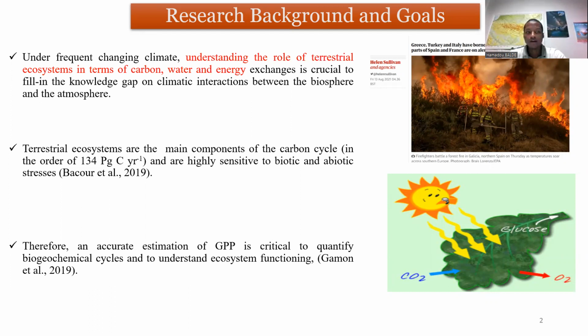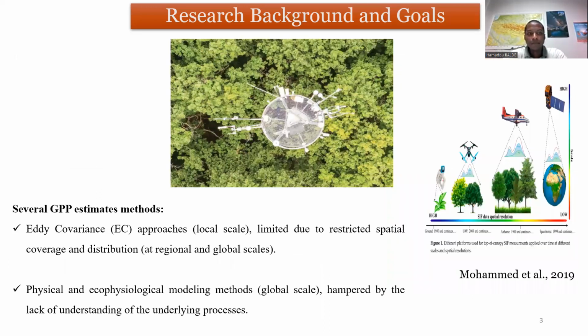Therefore, an accurate estimation of GPP, which is the amount of carbon taken up by vegetation for photosynthesis for a given area and time, is important to quantify the biogeochemical cycles and understand ecosystem functioning. GPP can be estimated locally based on the eddy covariance approach, but those eddy covariance techniques are limited when it comes to estimating GPP at large scale, due mostly to the restricted spatial coverage and distribution.